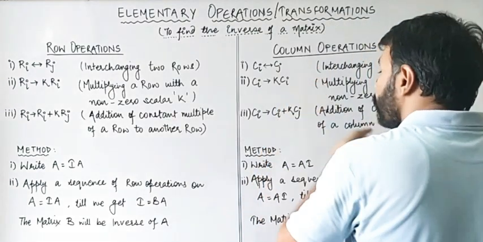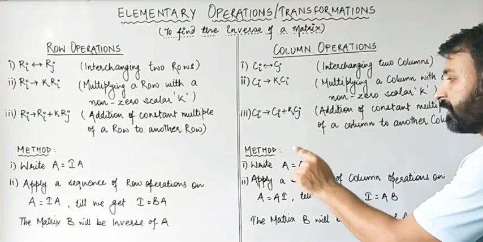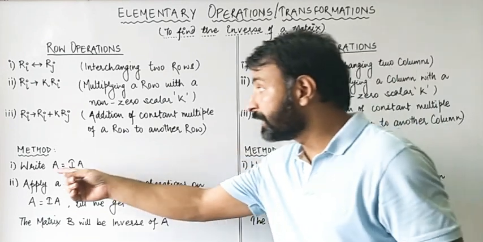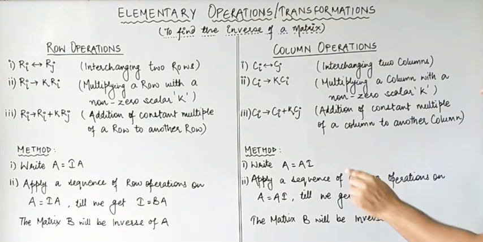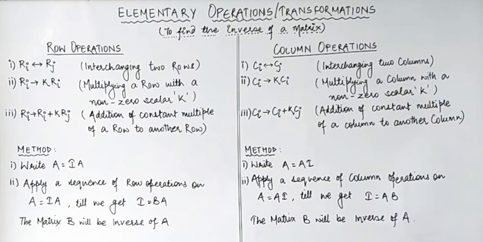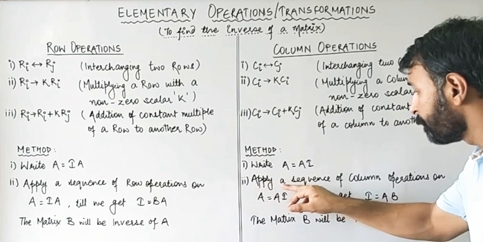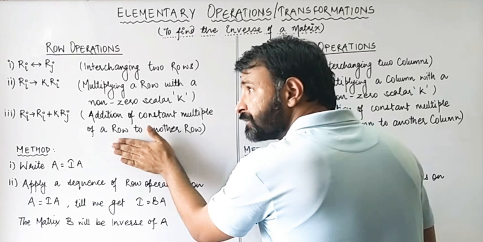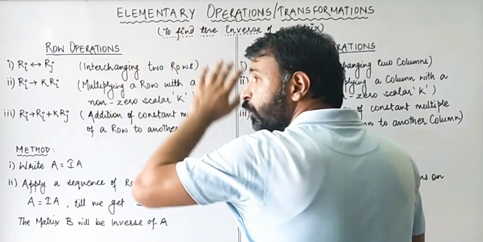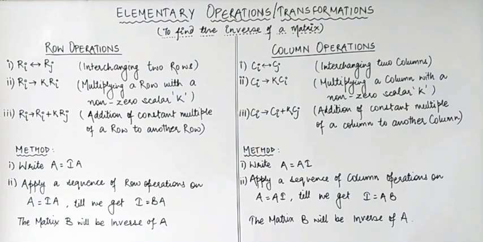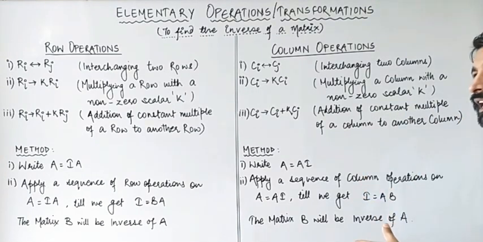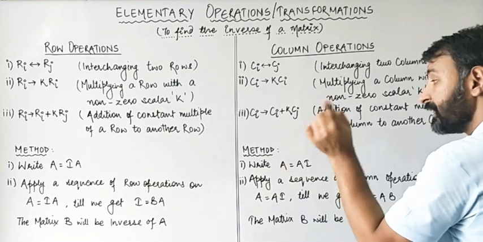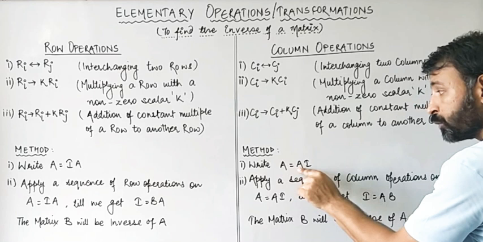Similarly, in column operations, we will write the matrix A as AI. Here A is the matrix of which we have to find the inverse. This A is equal to AI. Now, we have to apply a sequence of column operations. बच्चों, यहाँ पे आपने apply किया sequence of row operations because you are doing row operations only. और यहाँ पे आप column operations कर रहे हैं, तो आपको यहाँ पे apply करना है sequence of column operations on A is equal to AI till the time we get I is equal to AB.